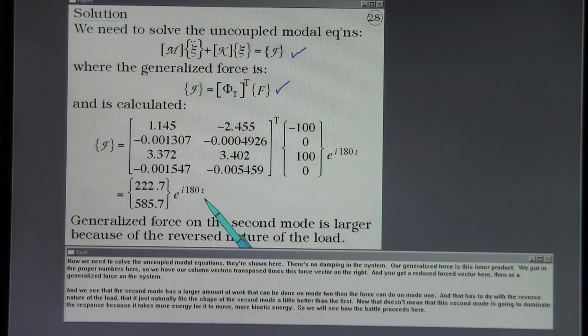And we see that the second mode has a larger amount of work that can be done on mode 2 than the force can do on mode 1. And that has to do with the reverse nature of the load, that it just naturally fits the shape of the second mode a little better than the first. Now that doesn't mean that this second mode is going to dominate the response, because it takes more energy for it to move, more kinetic energy, so we will see how the battle proceeds here.